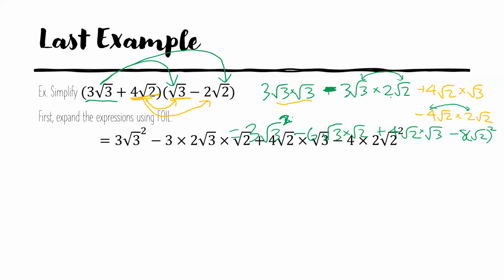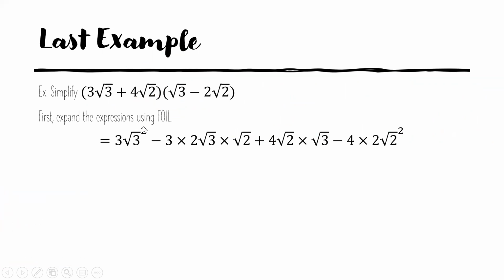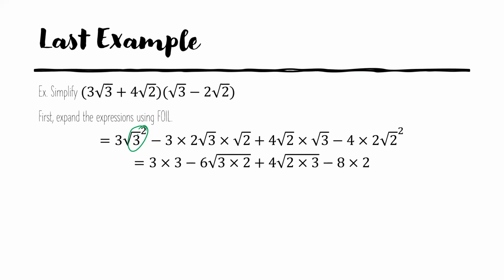Because we know that taking the square root is the inverse operation of a square, right? So now we end up with this expression here, which can be simplified a little bit more. The square root of 3 squared actually becomes 3. As I mentioned already, you end up with just the number itself because the operations cancel out. And then we have 3 times 3, 3 times 2, which is 6, and 4 times 2, which is 8.